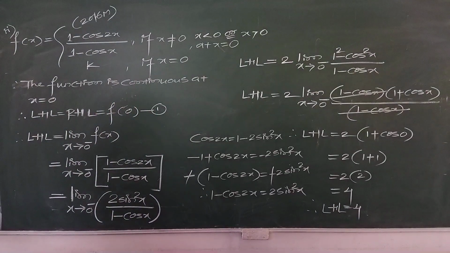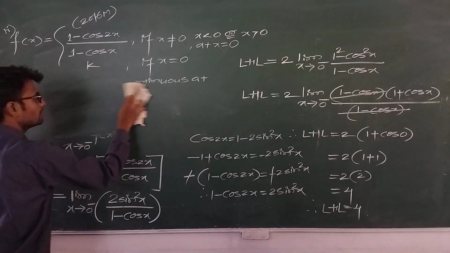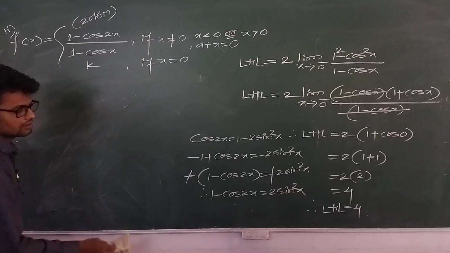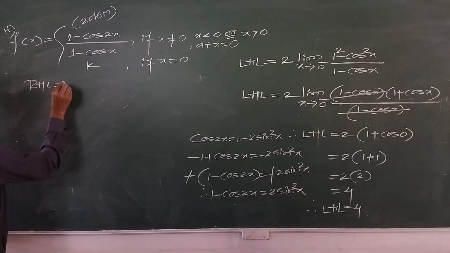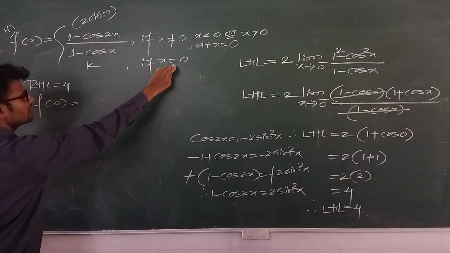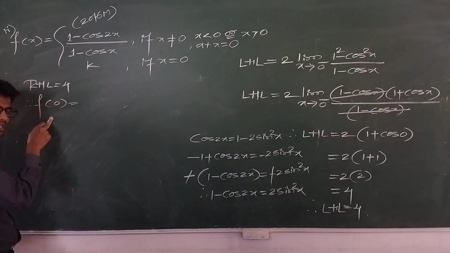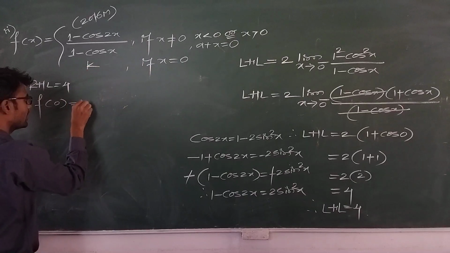Similarly, I will write the value of right hand limit. See the value of RHL. See, LHL is 4, then the value of RHL is also 4. RHL is also 4. And after that we are having f of 0. See, f of 0 means the value of function at x equal to 0. The value of function at x equal to 0 is k.